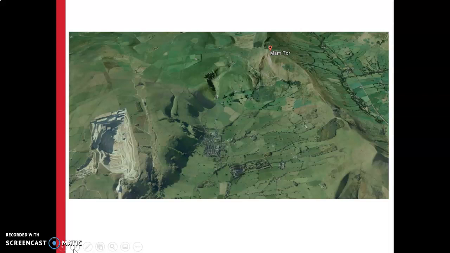And then to the left again, a huge hole, a limestone quarry. This is a Blue Circle cement extraction quarry. And then the Great Ridge, as it's called, coming down from Mam Tor summit down to the bottom right-hand side of the picture.